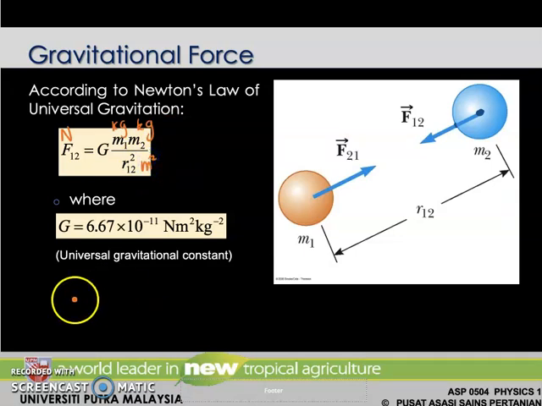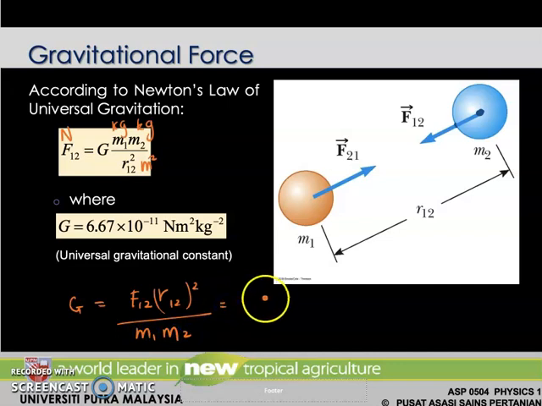Rearranging this, I get my G as F12 times r12 squared over mass 1 times mass 2. So the unit for G is newton meter squared over kilogram squared. Is that the same? Yes, it is. This value, 6.67 times 10 to the minus 11 newton meter squared over kilogram squared, is constant. It doesn't ever change. You will always use this value.